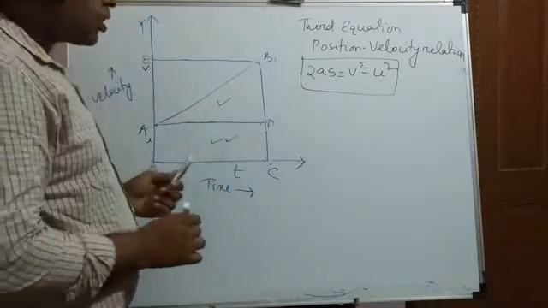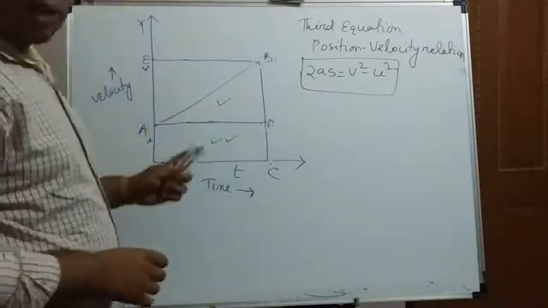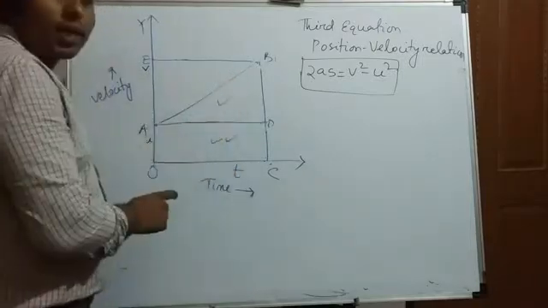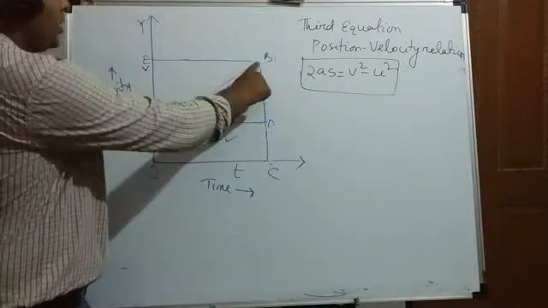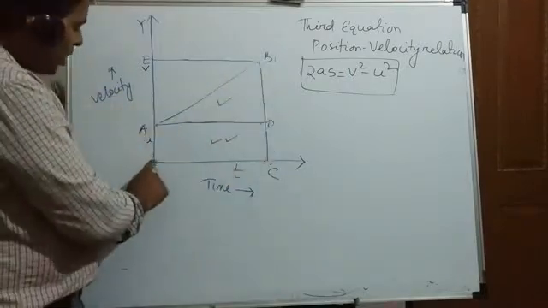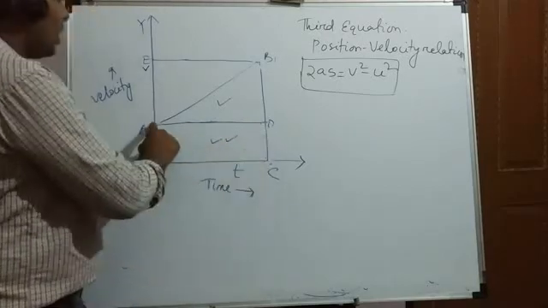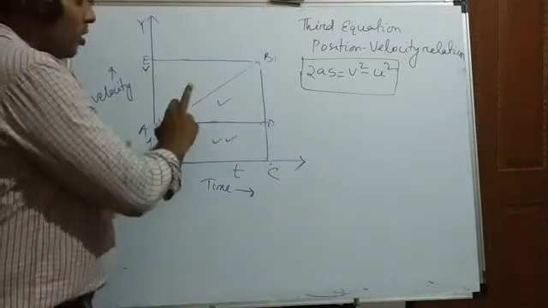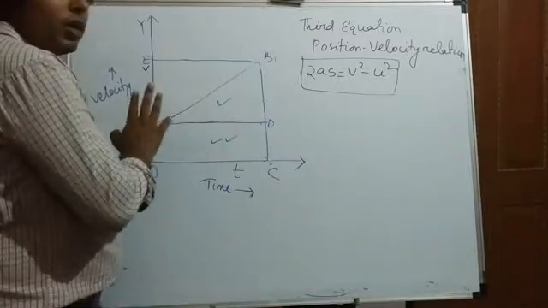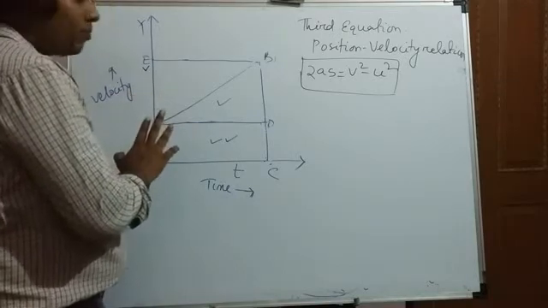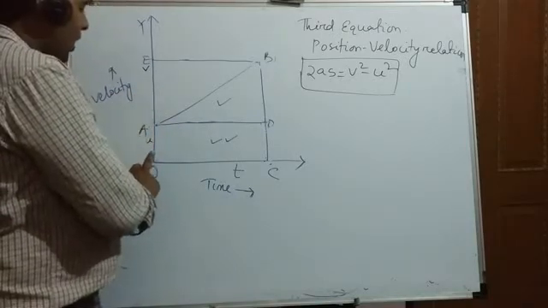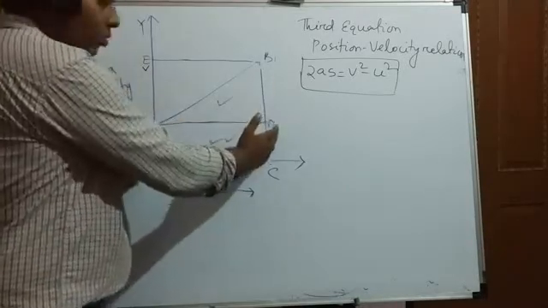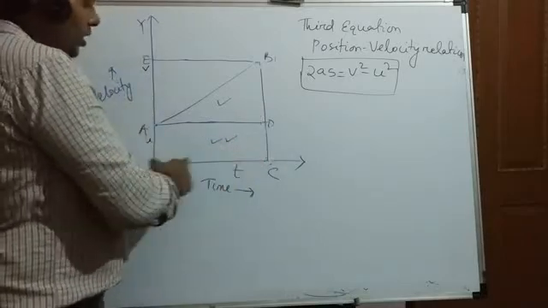In the previous equation, we derived the area of the trapezium by adding the area of the rectangle and the area of the triangle. Area of the trapezium OABC is equal to area of the rectangle OADC plus area of the triangle ABD. But here we have to derive the area of the trapezium from the formula of area of the trapezium, that is half into sum of two parallel sides into the height, that is OC.